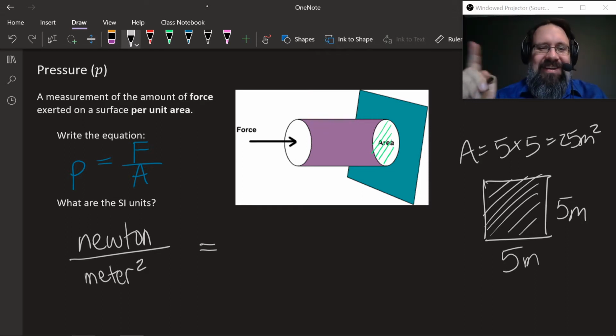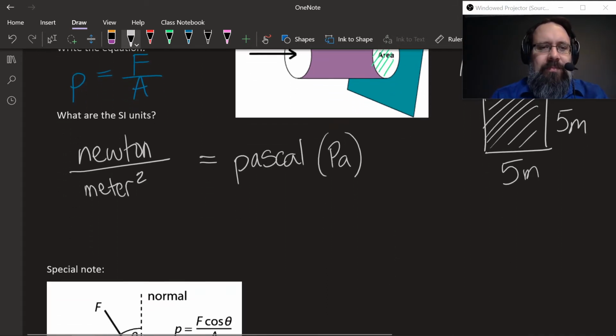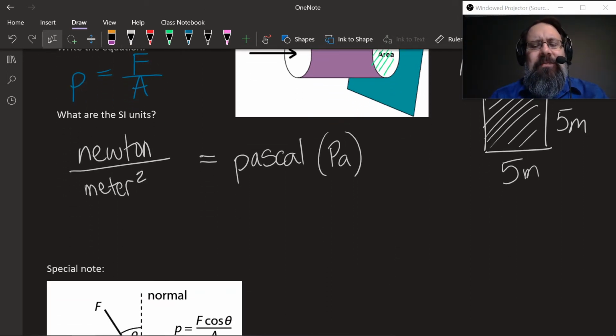Okay, meter squared. The unit of newton per meter squared, or newtons per square meter, is called the Pascal. And it's named after a famous scientist, and the abbreviation for Pascal is capital P, lowercase a, and the capital P in the abbreviation tells us that it's named after a person. So that's the SI unit of pressure. It's called the Pascal. It's a Newton per square meter.